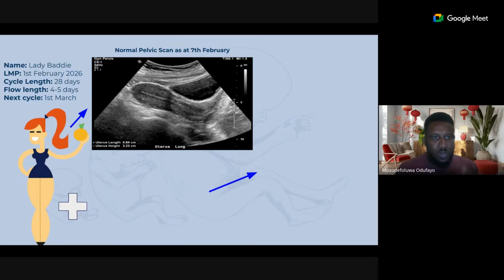Like I was saying, she did a scan on the 7th of February, which is technically 6 days after her last menstrual period. Everything looks fine. This is how a classic pelvic scan looks. Here we have the uterus, and then we can see this white line in the middle, and that's the endometrium.